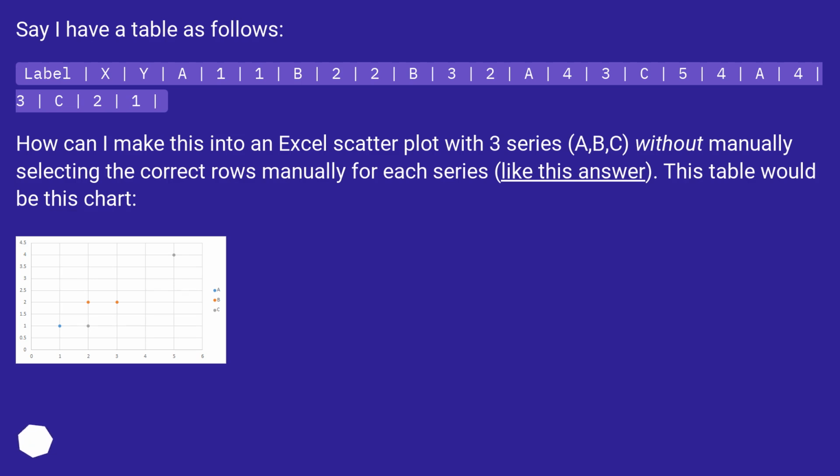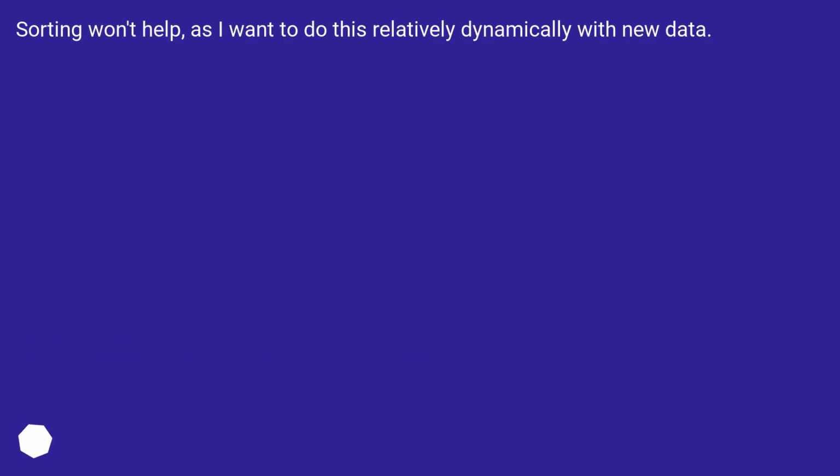How can I make this into an Excel scatter plot with 3 series, A, B, C, without manually selecting the correct rows for each series, like in this answer? This table would give this chart. Sorting won't help, as I want to do this relatively dynamically with new data.